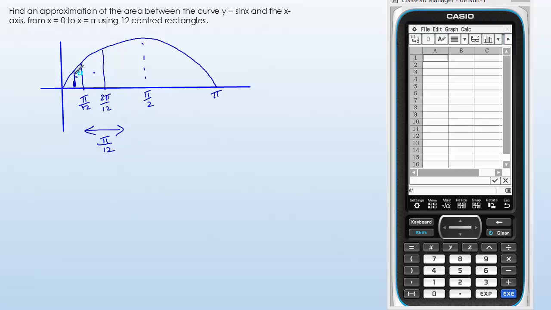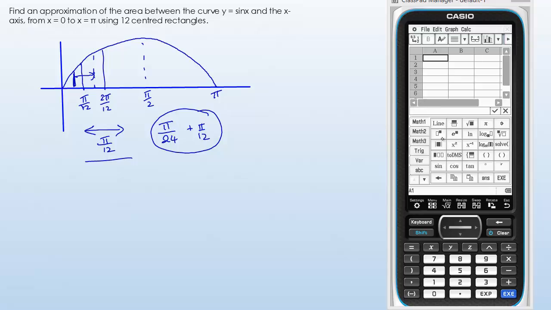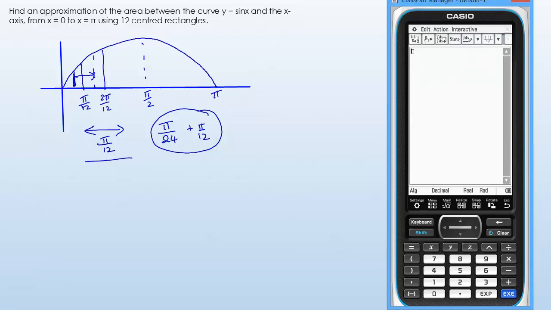Now if they're centered, the first one here is going to be at pi by 24. Then the next one will be that add pi by 12, because we're going a whole width to get to the next center. So that's going to be our x-ordinates, and then we know the widths of this, and we can work out the heights. So first things first, we need to make sure the calculator is in radian mode, which it is.